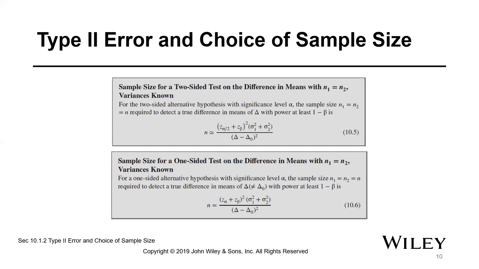So if you have two samples and a known variance, what you can do to find the sample size is the Z alpha divided by 2 plus your Z beta quantity squared, times your standard deviations added together squared, over the difference in your means. And if you have a delta zero, that's a non-zero value possible, and all that squared. If you have one-sided, you do the same thing. It's the alpha instead of alpha divided by 2. That's the difference for one-sided versus two-sided.